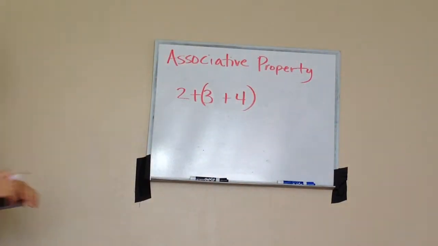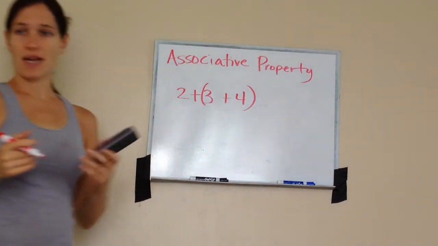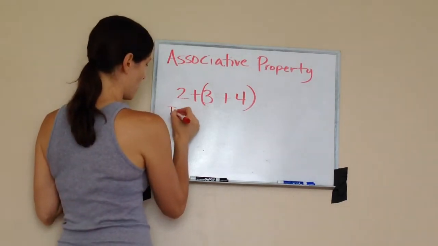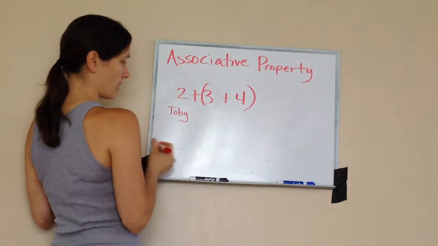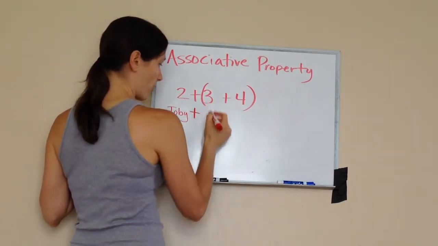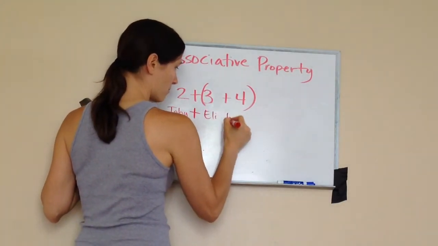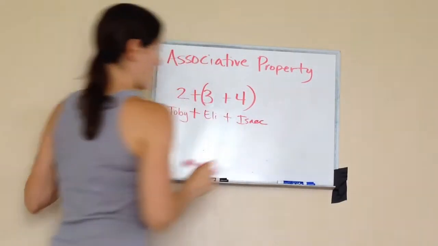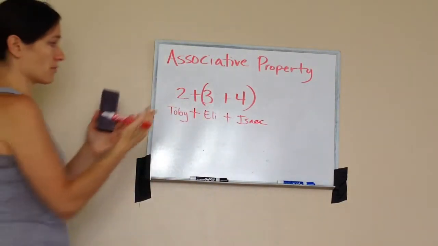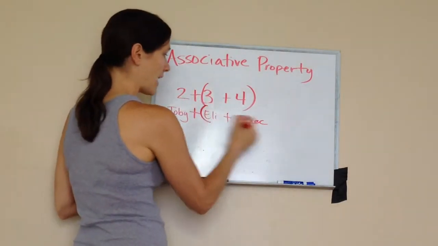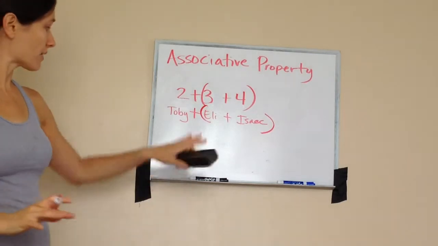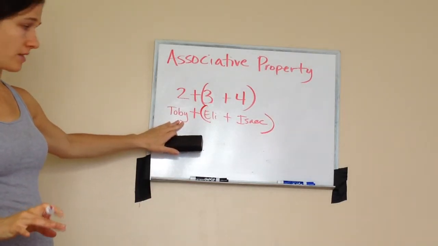Yes. So for example, let's make our numbers people. Okay? Let's say 2 is Toby, plus 3 is Eli, plus 4 is Isaac. Okay? Now, today, Eli and Isaac are going to associate with each other. And they're leaving Toby out until the end.